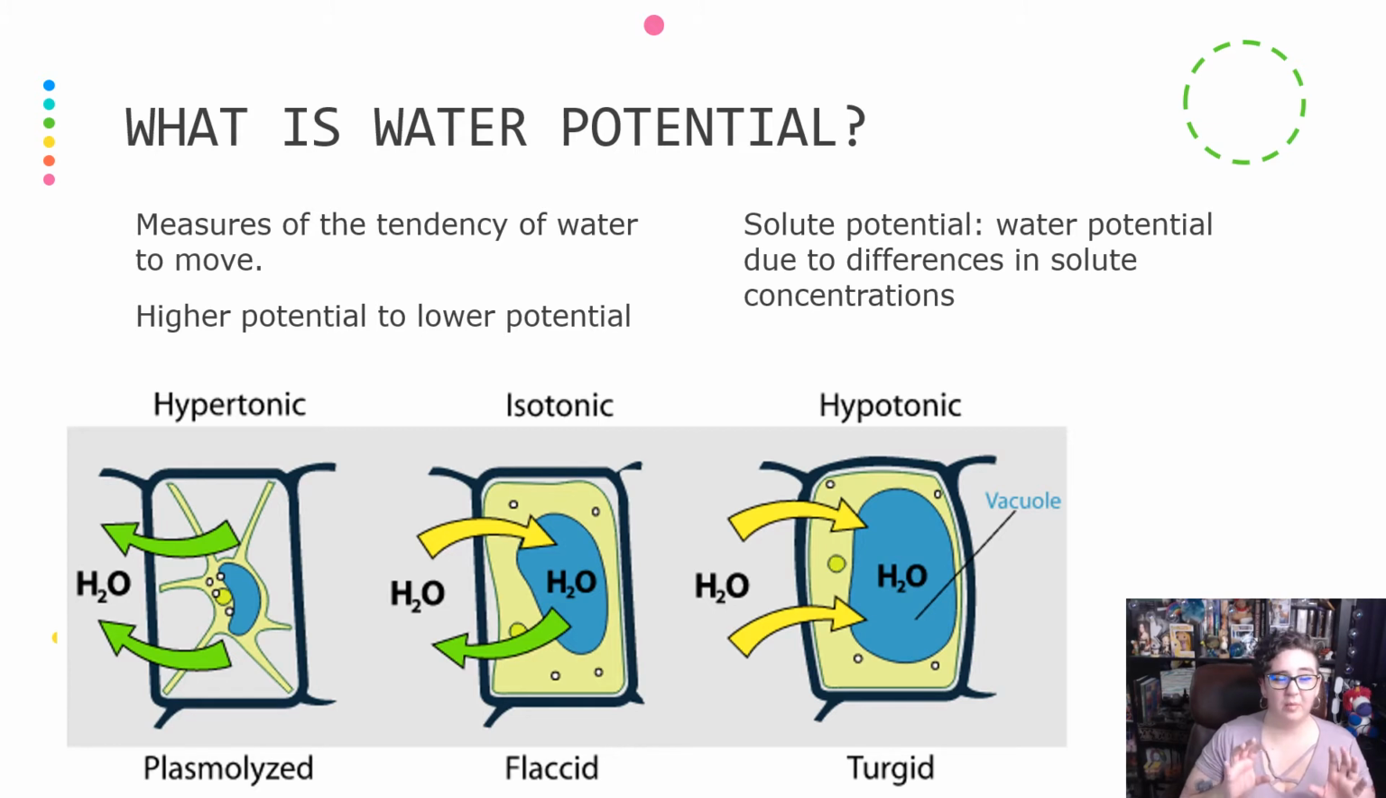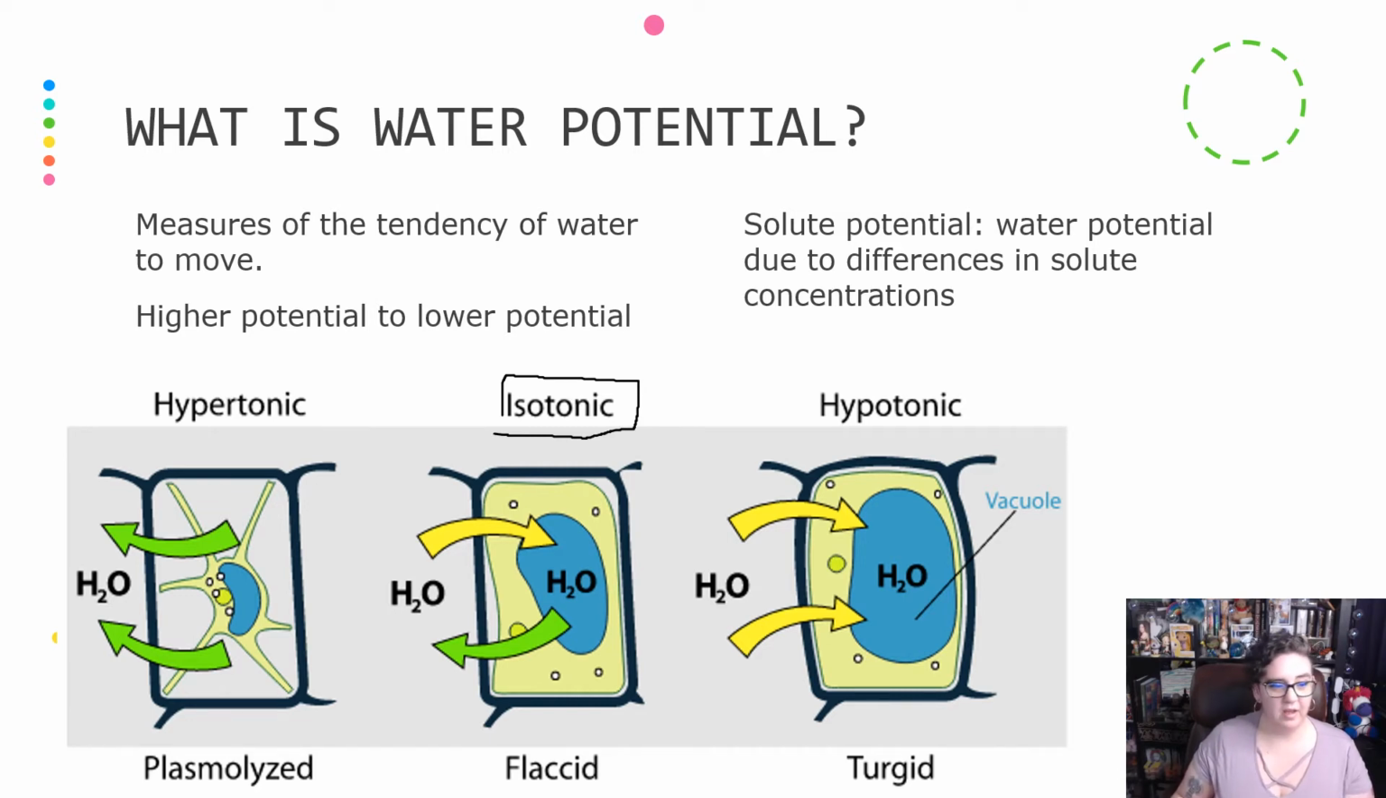And that water potential is defined by two things, solute potential and pressure, all right? Solute potential is just the water potential due to the differences in the solute concentrations, right? You've probably heard the terms hypertonic, isotonic, and hypotonic. Remember that when you use them, you have to compare it to something else, right? So an isotonic cell has the same solute concentration as the outside, so iso means same, right?